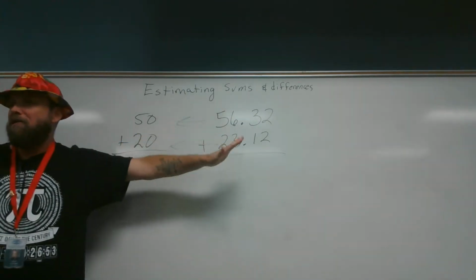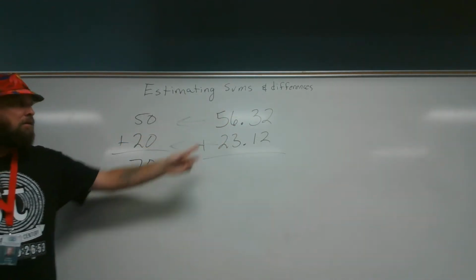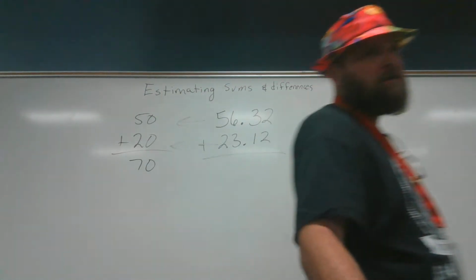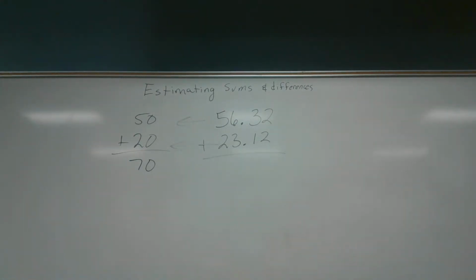About how much greater than 70, Victoria? 10? 9, 10? Somewhere in that vicinity. So it's going to be around 79, 80, somewhere in that vicinity.